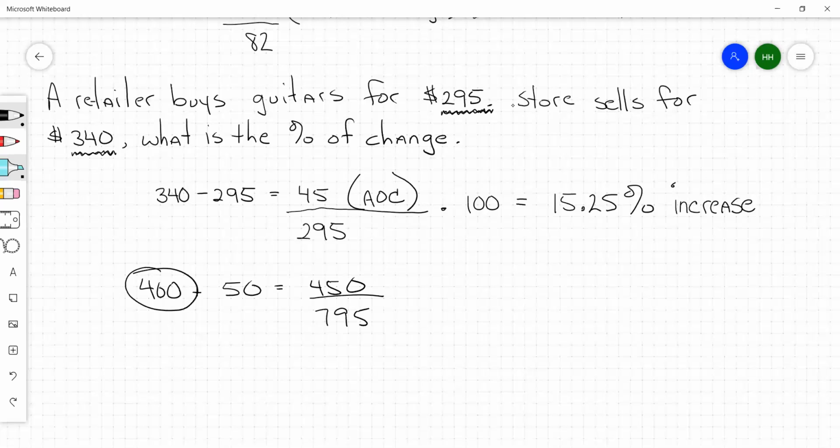$795. I sold my boat last year. Or not last year, yeah, it was in October. But I always price it just below the number that you want. So $795, $895, $899, things like that. So that's what we had. So if you multiply that by 100, what's that equal? 450 divided by 795 times 100. That's 56.6%.